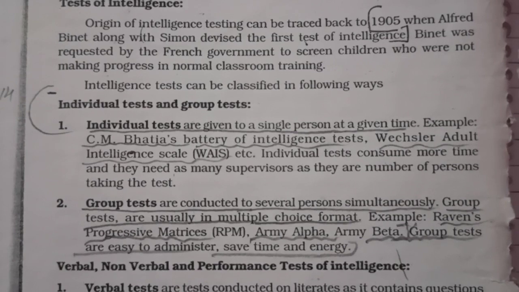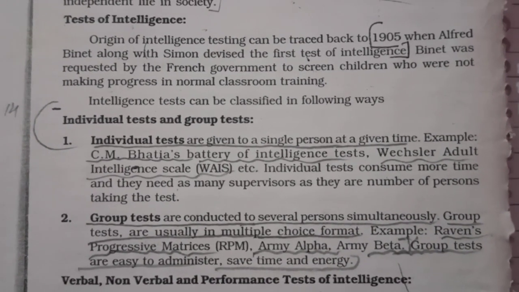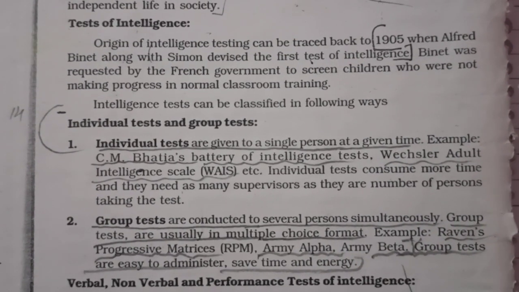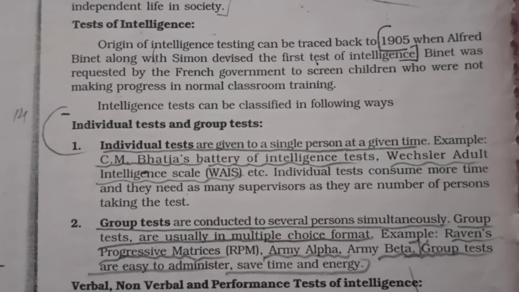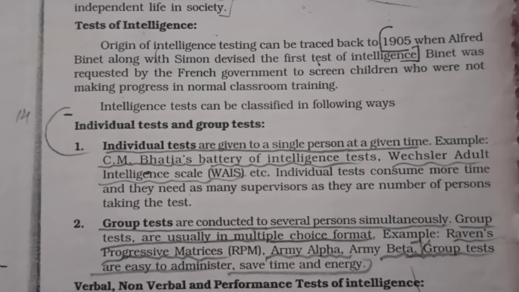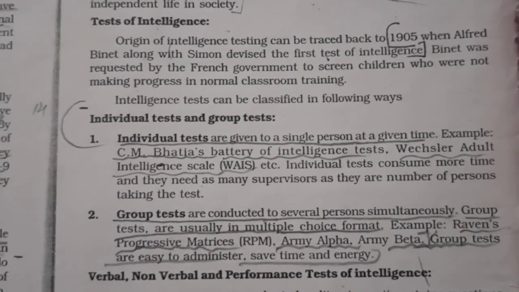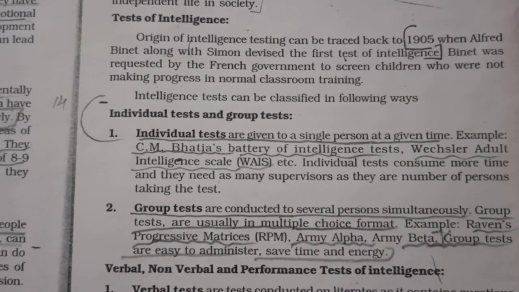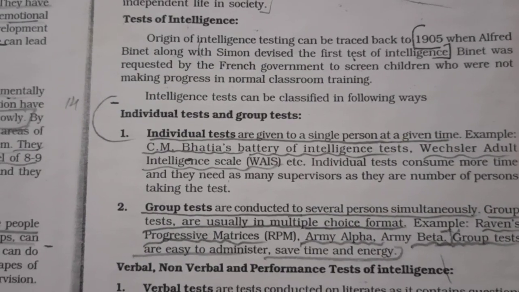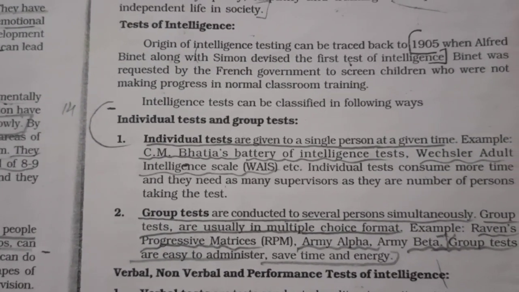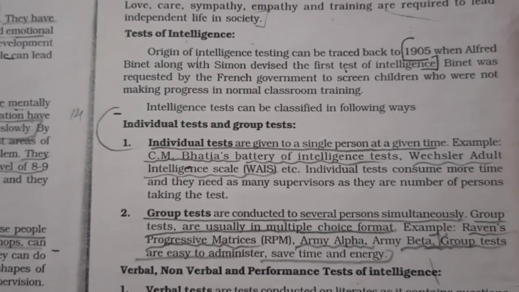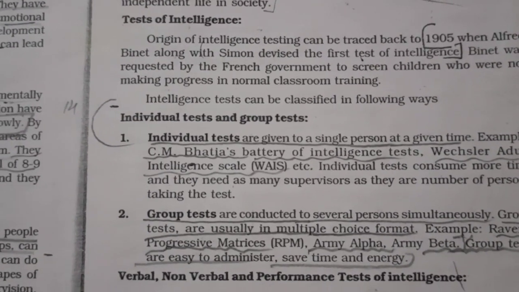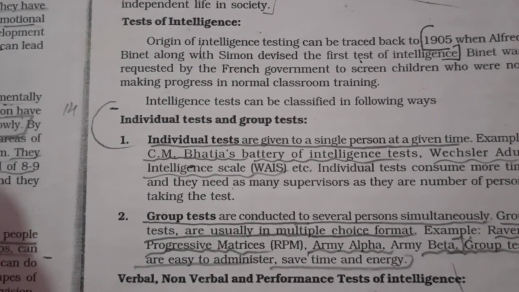Individual tests are given to a single person at a given time. Examples are C.M. Bhatia's battery of intelligence test and Wechsler's adult intelligence scale. Individual tests consume more time, and they need as many supervisors as there are persons taking the test. You can conduct it on an individual at a time, you cannot give it to many people.